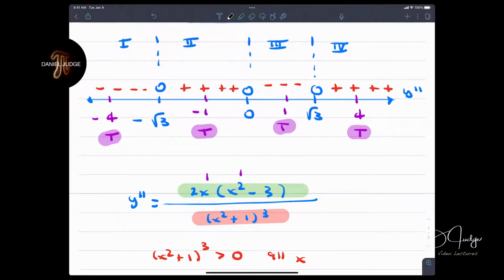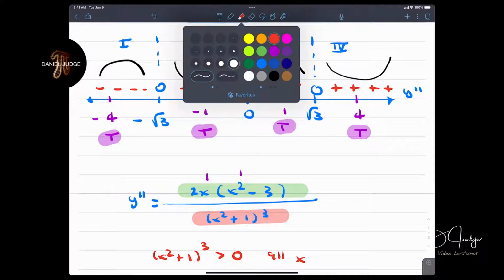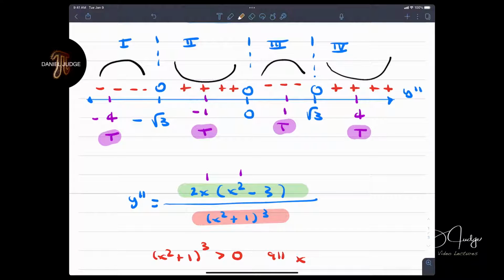So you might say, what does this mean? Well, concave down, concave up, concave down, concave up. And in fact, you change concavity at negative square root of 3, at 0, and at positive square root of 3. So that means we have some inflection points here.